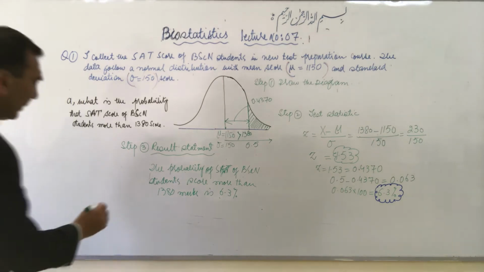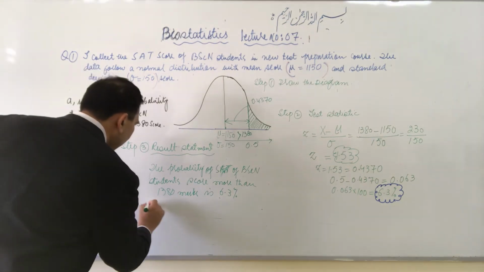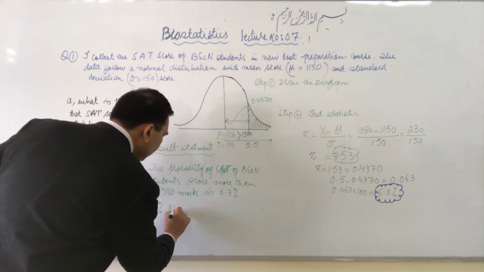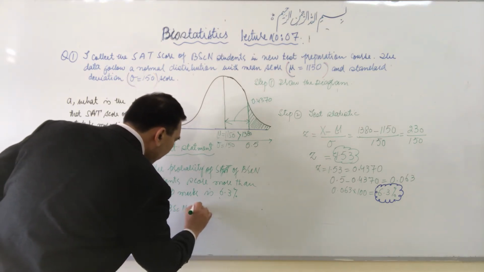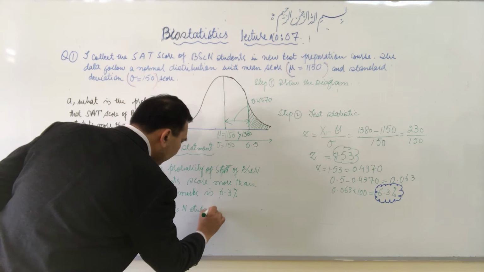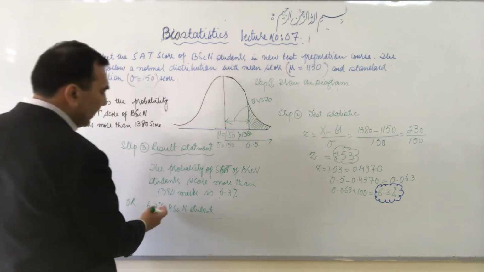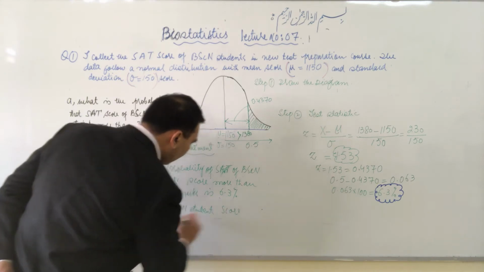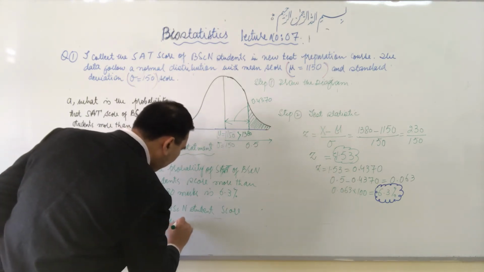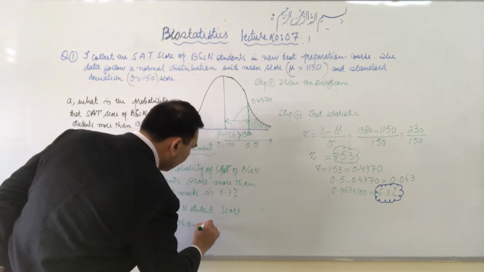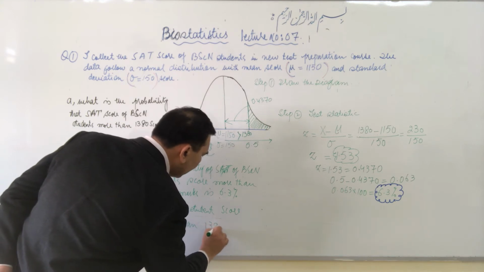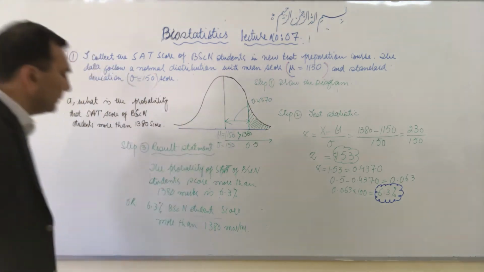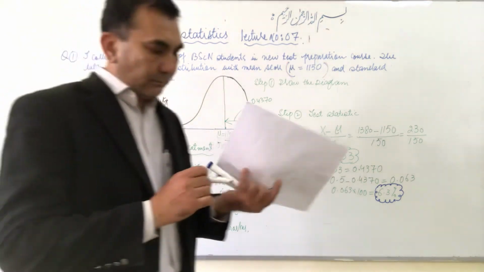Or you can write it in this way: 6.3% of the BSN students scored more than 1380 marks, right?